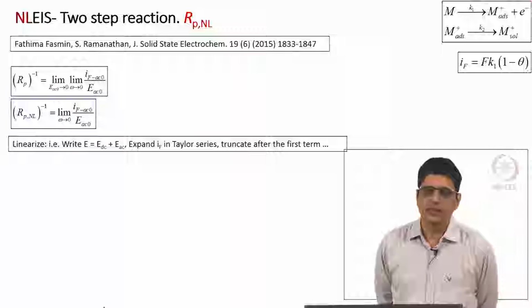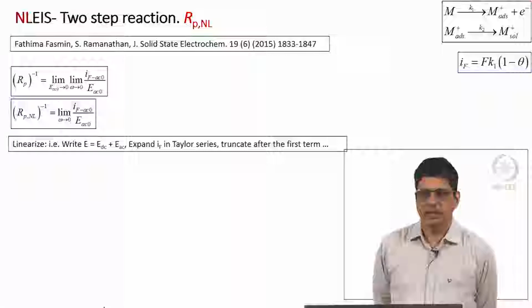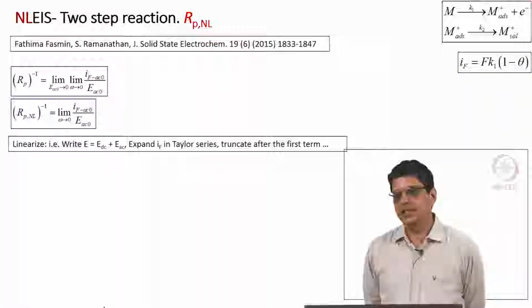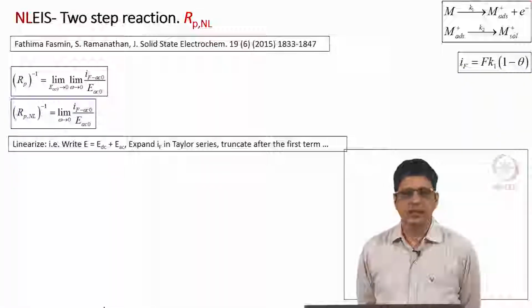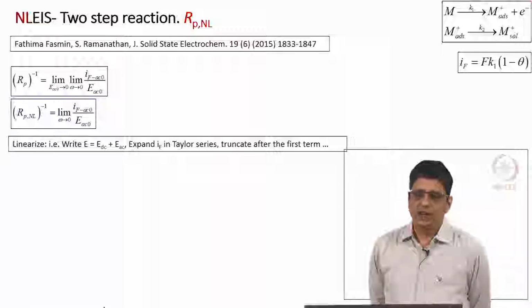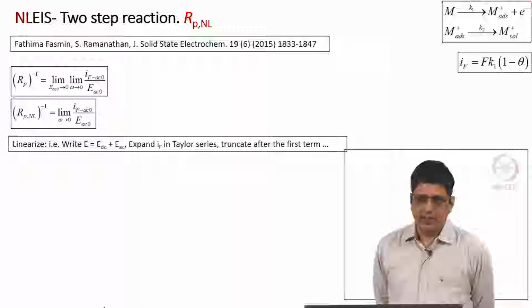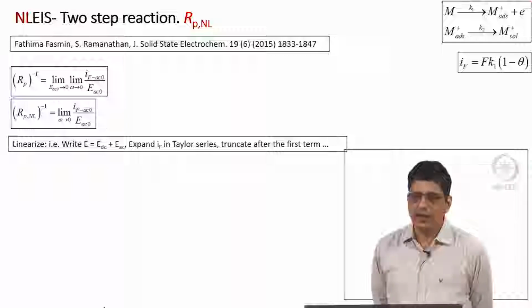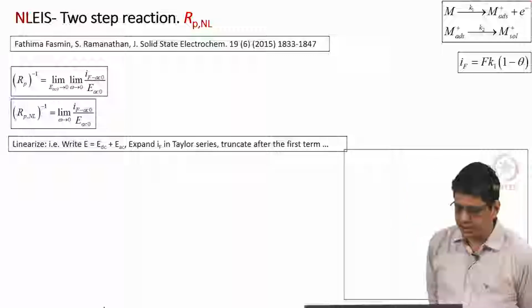Charge transfer resistance is Faradic impedance at high frequencies and under small amplitude perturbation. Polarization resistance is Faradic impedance at low frequencies, at the limit of omega tending to 0. That impedance, Faradic impedance, is called polarization resistance. Now, if I get rid of that constraint saying EAC 0 has to be very small, if I say EAC 0 can be large, I still look at the Faradic impedance at omega tending to 0, that we can call as nonlinear polarization resistance.